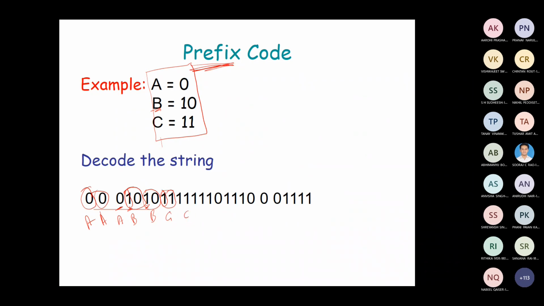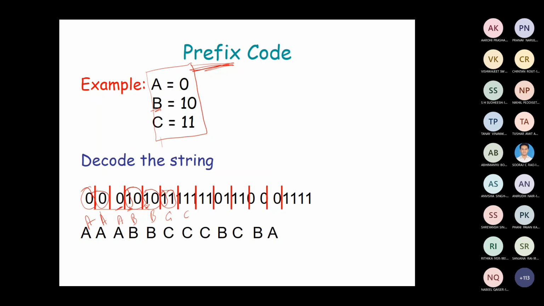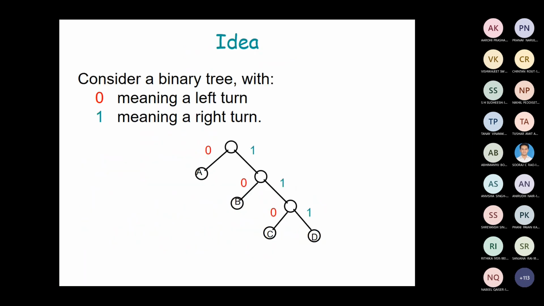This way I can decode one by one. This way I can produce the unique information. This is one of the most desirable properties for this variable-length code. What is that? That is the prefix property. So now, what is the idea to construct the Huffman code?